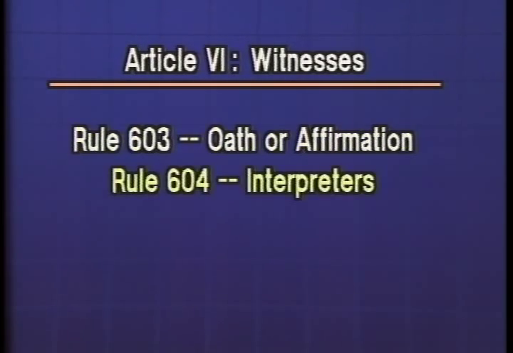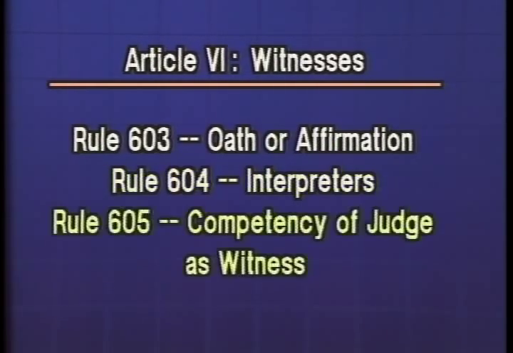All right, so much for personal knowledge. Rule 603, don't even bother to look at it. It says that a witness has got to have an oath administered to him. You knew that. 604 says an interpreter has to have an oath administered to the interpreter. So much for that. 605 says the judge should not testify at the trial over which he's presiding. You didn't need a rule of evidence to tell you that.